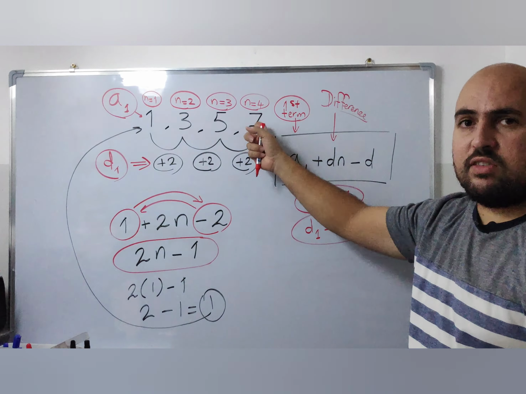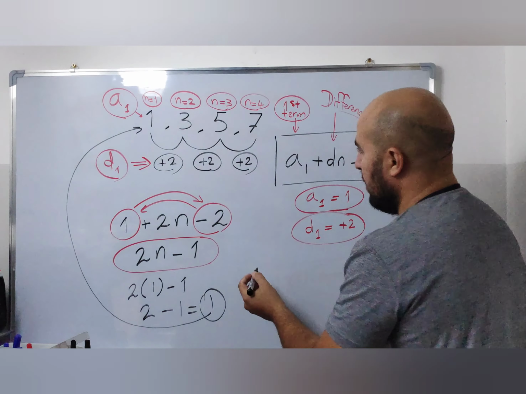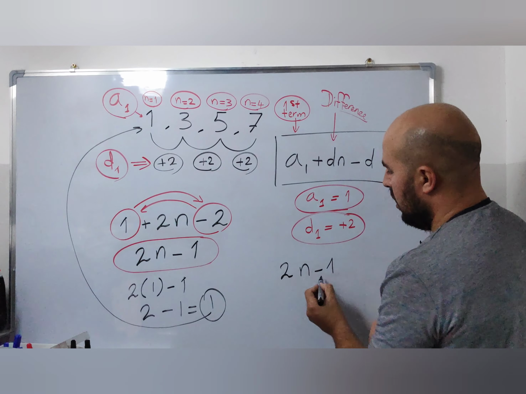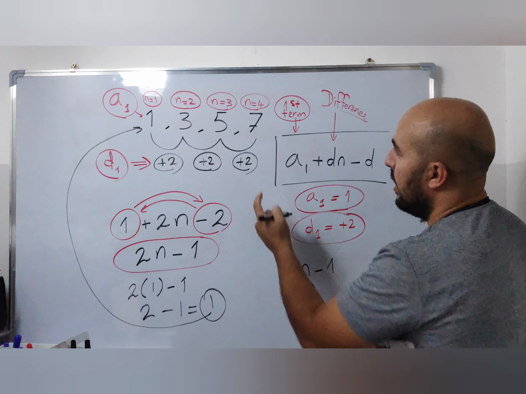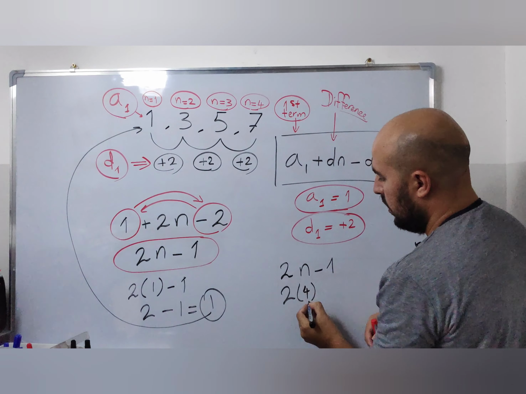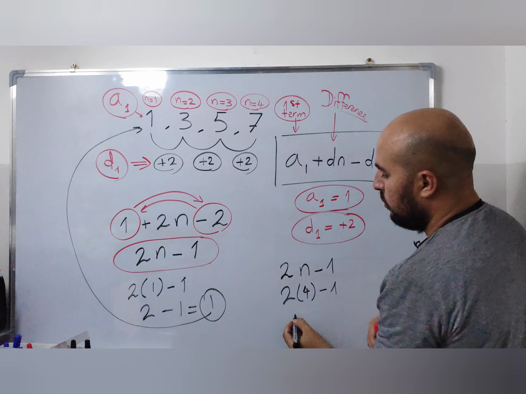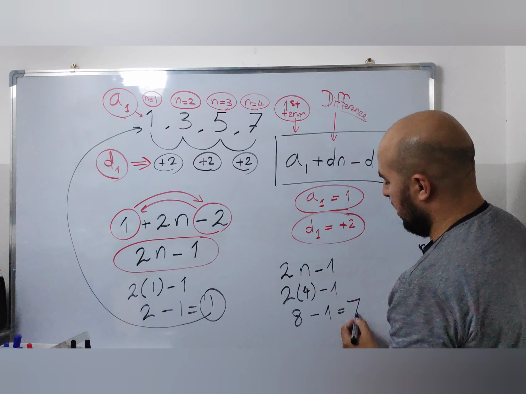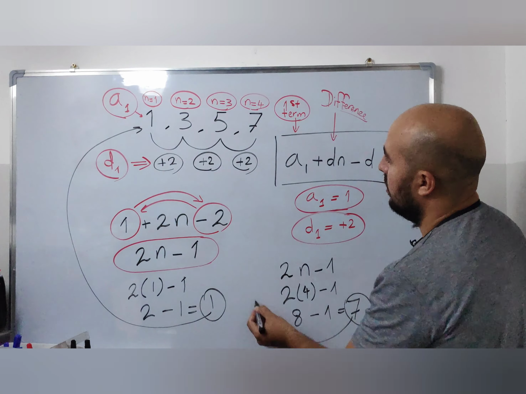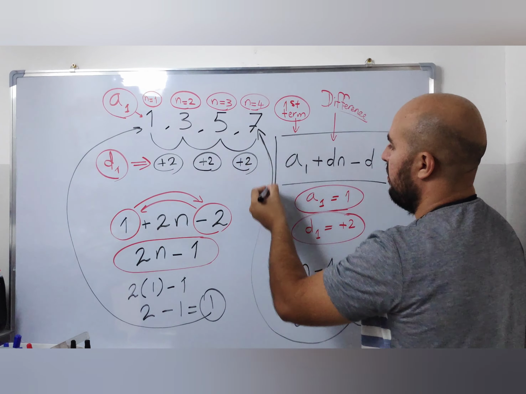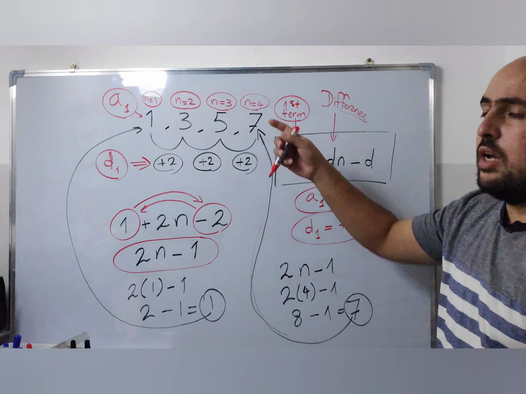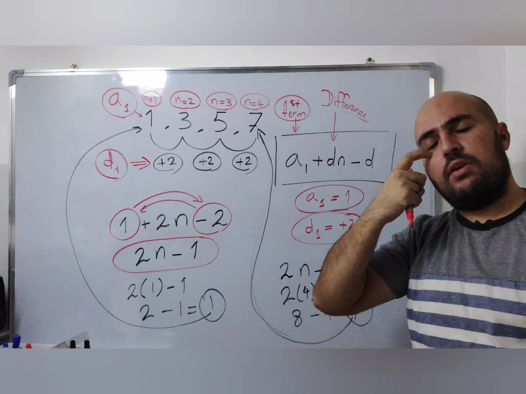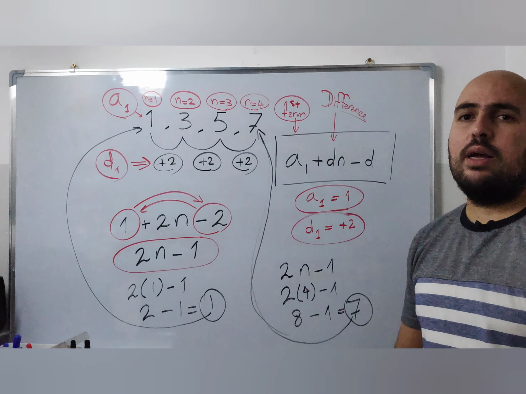Now let me try the last one here. So I'm going to say 2n minus 1. So 2 multiplied by 4 minus 1. 2 times 4 is 8, minus 1 equals 7, which is this term. And it gave me the same answer here. So this is how you check if you have the right nth term, and this is how you answer a question like this.